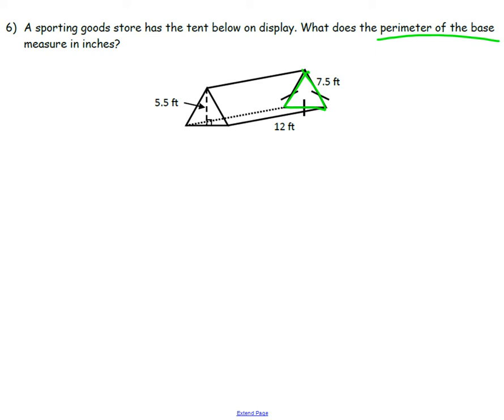The key to knowing what shape the base is: if you read the shape, if it's a triangular prism, the base is a triangle. If it was a rectangular prism, then the base would be a rectangle.